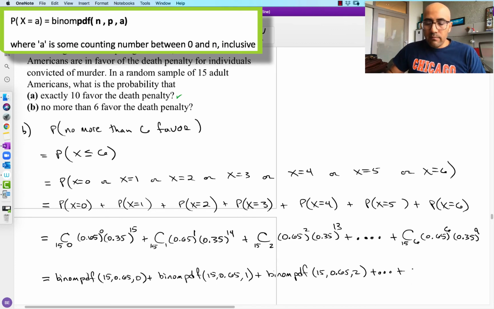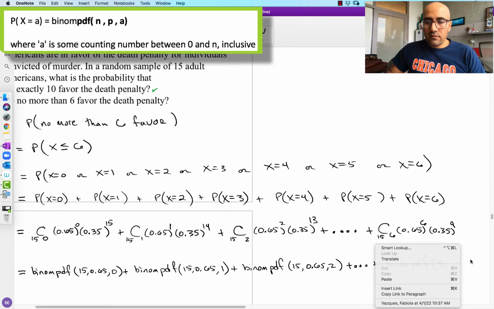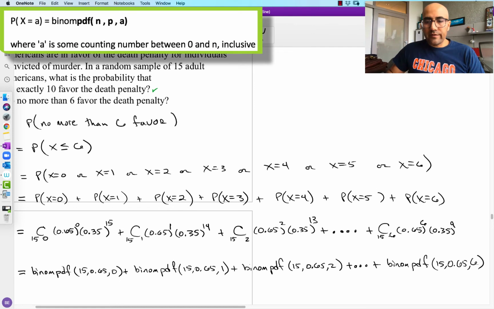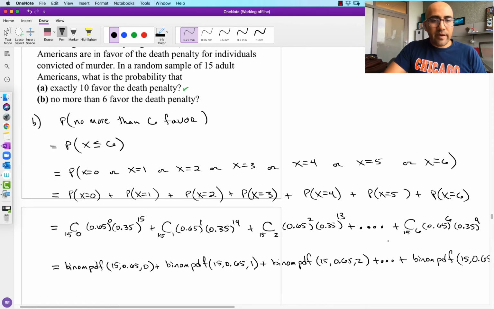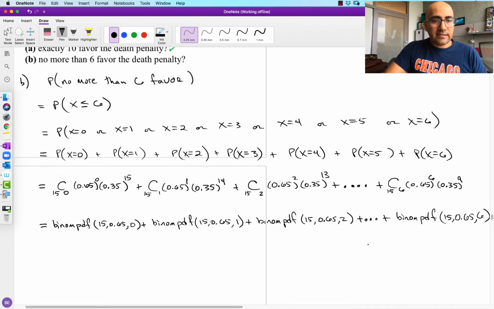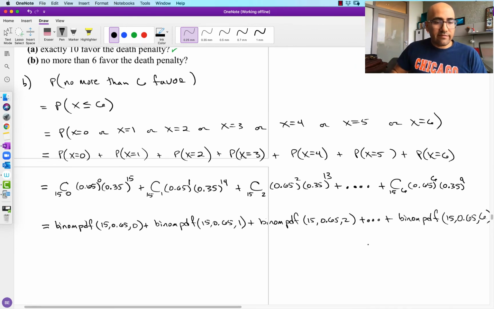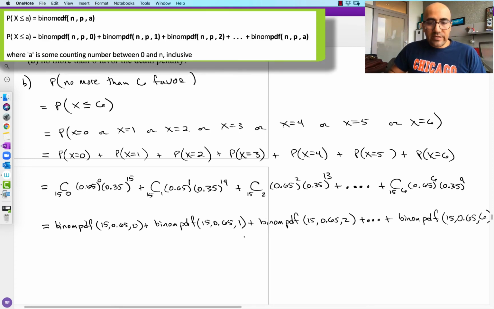So the last one being binom PDF of 15 comma 0.65 comma 6, right? And this will give us this one right here, probability that x equals exactly 6. So we have 7 different values that we need to find on our calculator, and then we need to add them all together. So we could do that, but there's an even better way of doing this. The calculator has a separate function called binom CDF. Binom CDF is exactly what we need to do here.